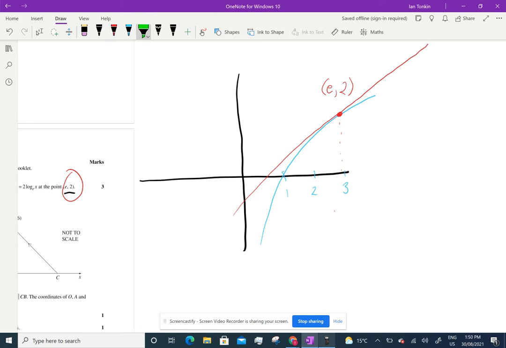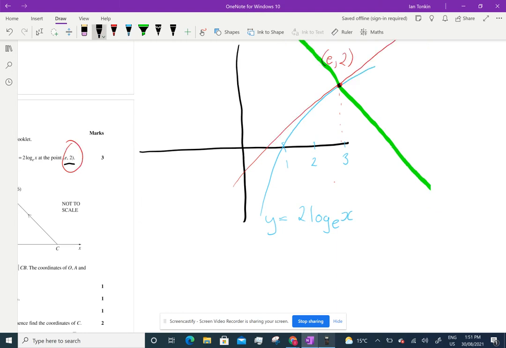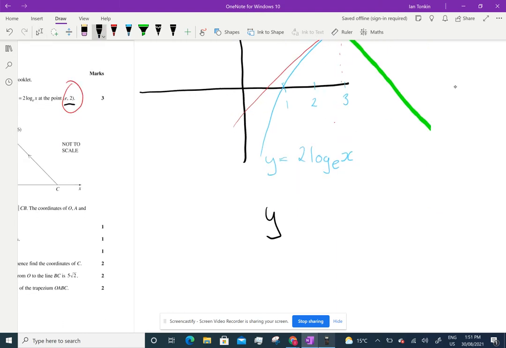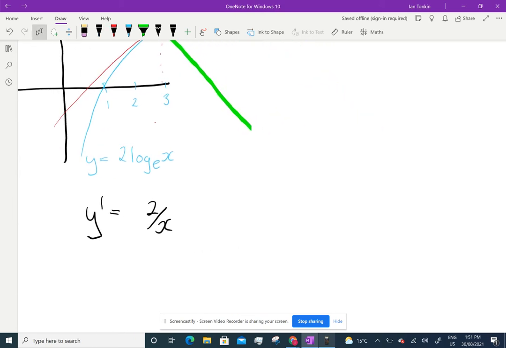But we need the equation of the normal, that green line. Knowing that helps you understand what sort of equation you're going to get. So the first thing I'm going to do is differentiate this. Now I know you don't know how to differentiate this, but trust me, that's what it is. The derivative of log x is the derivative of the function over the function itself, so it becomes 2 over x. We're going to learn that next term.